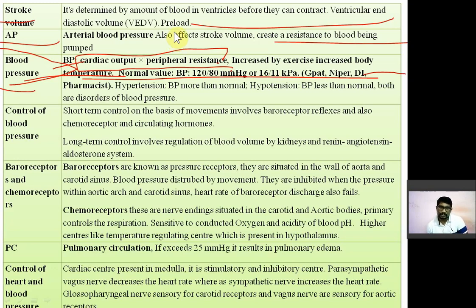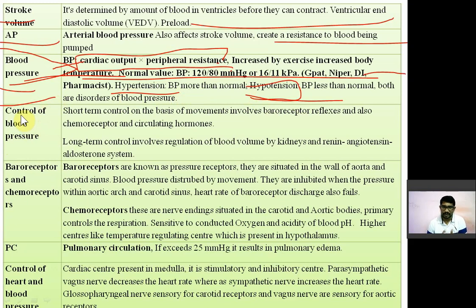Now, if your blood pressure is less than normal, then it is known as hypotension. If your blood pressure is more than normal, it is known as hypertension. Both are the disorders of blood pressure. Hypotension as well as hypertension, both are the disorders. Your blood pressure should be normal, within the normal range.